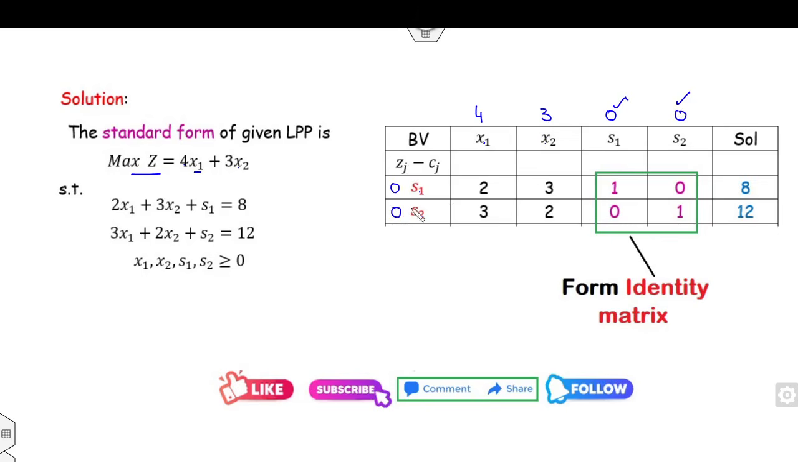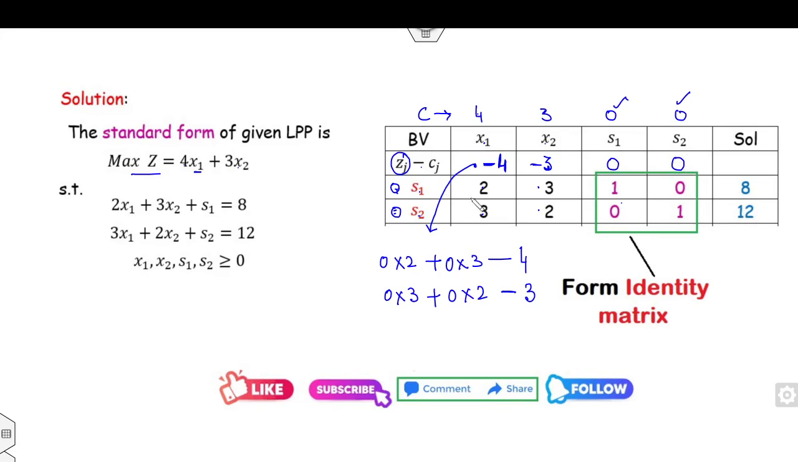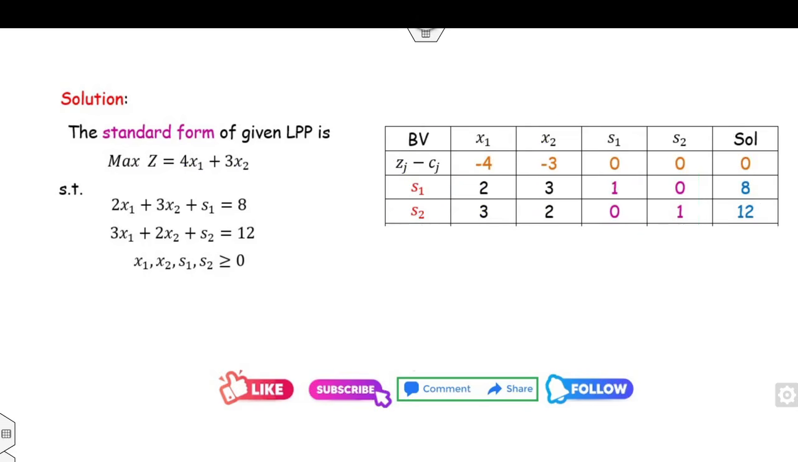How can you find this Zj minus Cj? Multiply the basic variable coefficients by the column numbers: 0 multiplied by 2 plus 0 multiplied by 3, minus the Cj value, which is 4. So this answer is minus 4. Similarly for this number, 0 multiplied by 3 plus 0 multiplied by 2 minus 3, so that will be minus 3. Similarly for this part, it is 0 minus 0, 0 minus 0. There is no solution here, so you can simply multiply and get the number as 0.